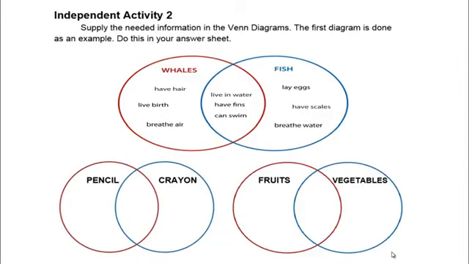Independent activity 2. Supply the needed information in the Venn diagrams. The first diagram is done as an example. Do this in your answer sheet. Answer sheet.